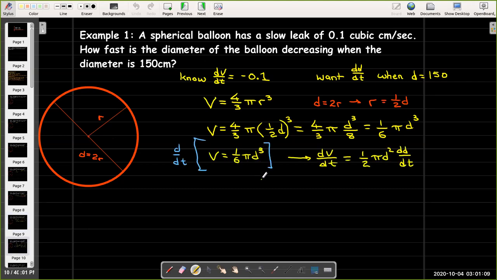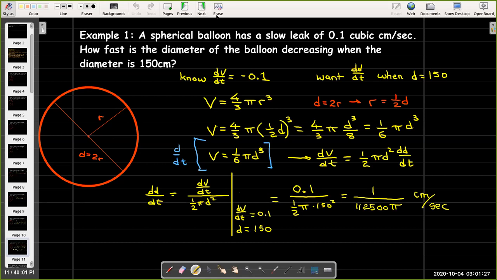Differentiate both sides implicitly with respect to t, and I get dV/dt equals 1/2 pi d squared times dD/dt. I can go ahead and solve that equation for dD/dt and evaluate it with dV/dt being negative 0.1, and D equals 150. And so then my final answer after doing quite a bit of arithmetic is negative 1/112,500 pi centimeters per second.